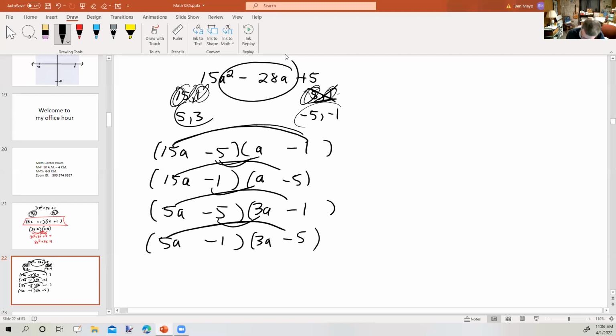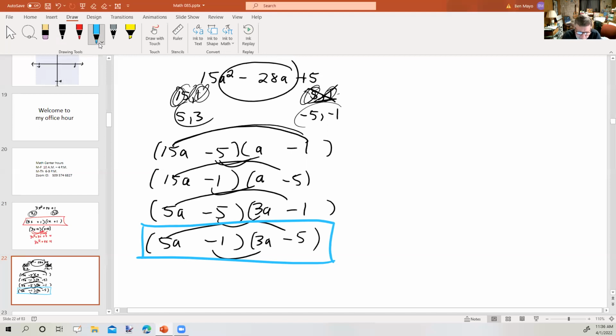That's not it. Minus 25a minus 3a. That's it. So here is the correct answer. Now, it happened to be the last one. I didn't deliberately set it up that way. It's just using all the combinations. That was the one that worked out.